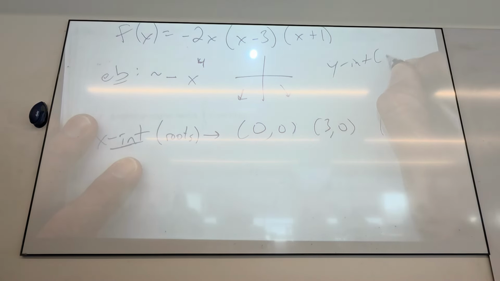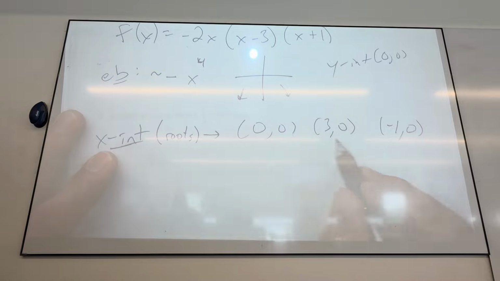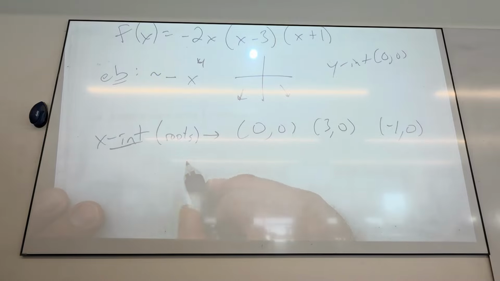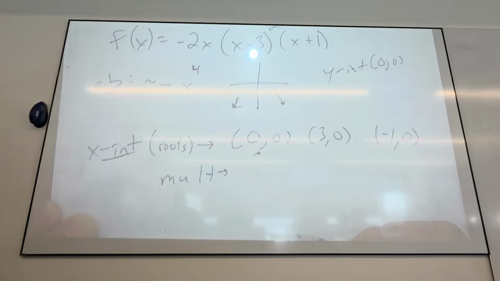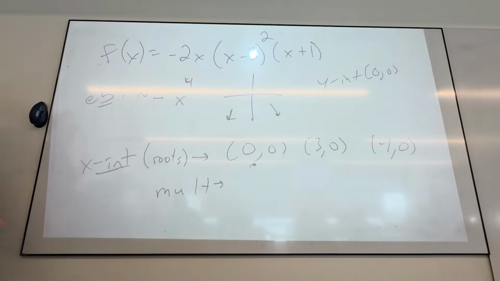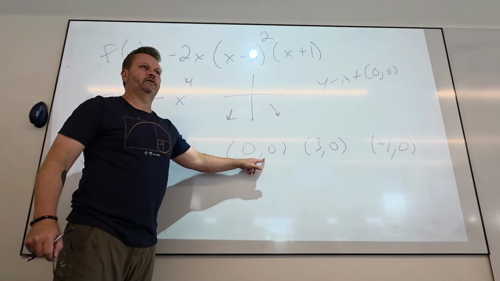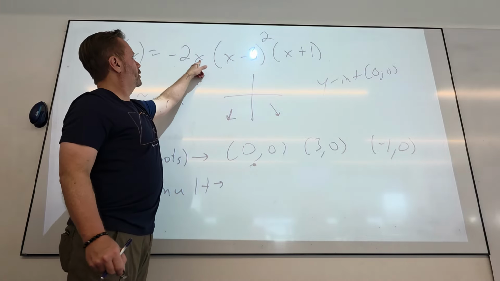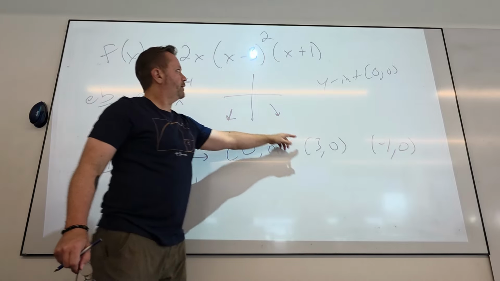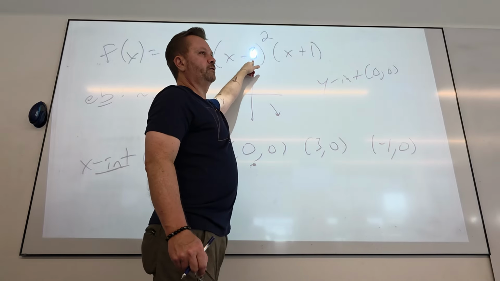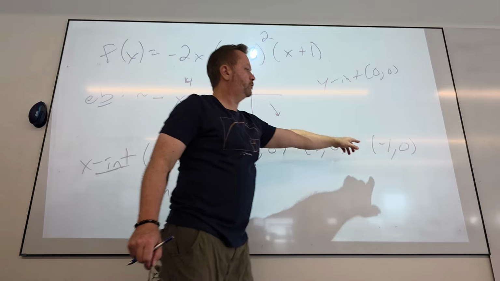What am I going to do right now, though, underneath here? What am I going to investigate about these guys? Anybody remember? He's looking at you. He's judging you. Multiplicity. Multiplicity is how often did we get this answer? How many times did 0 show up as an answer? One. How many times did 3 show up as an answer? Twice. And how many times did negative 1 show up as an answer?